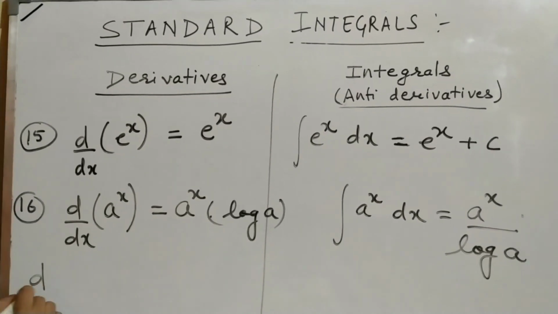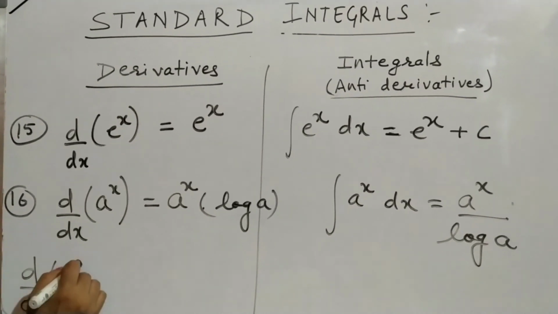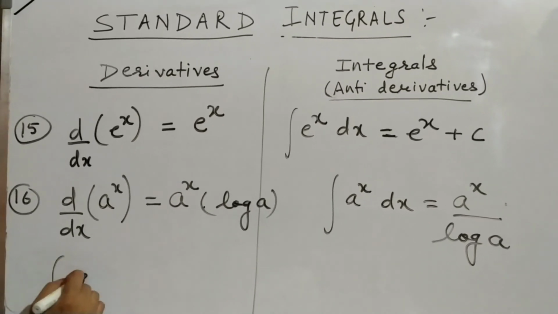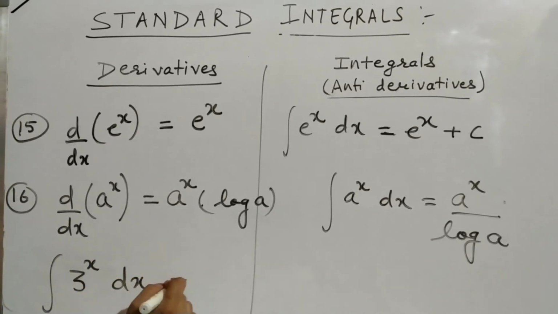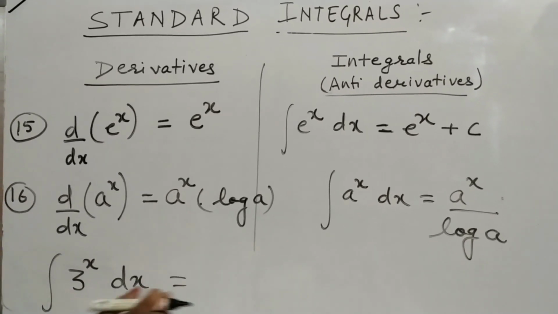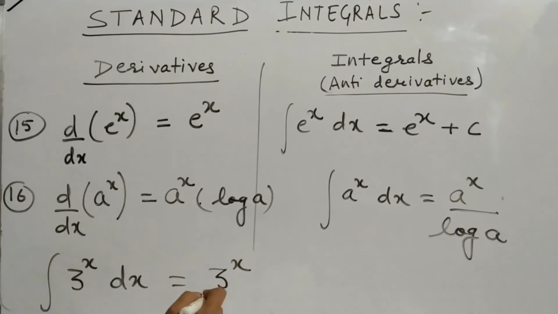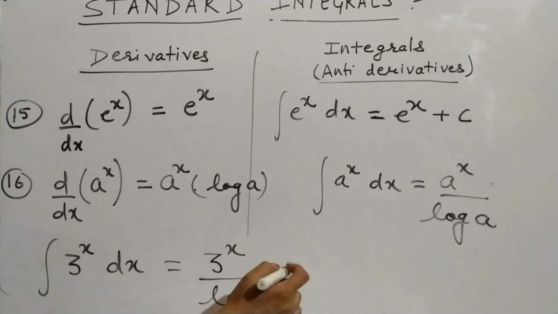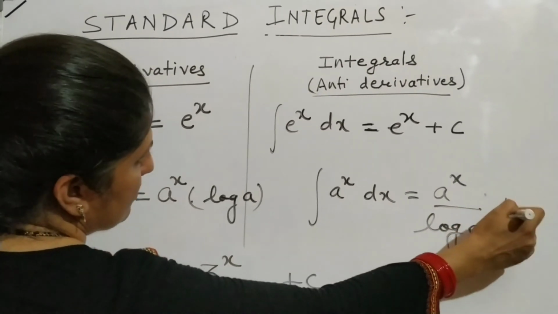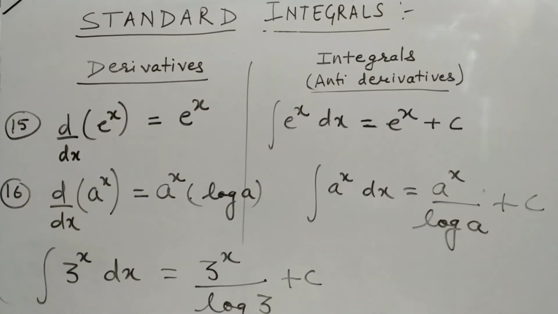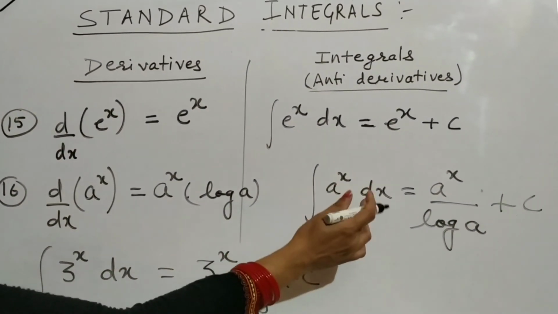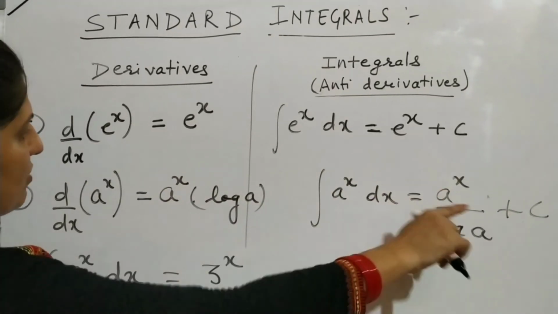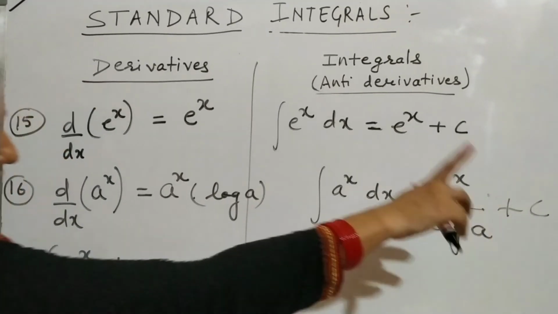For example, if you have to find out the integration of 3 to the power x with respect to x, then it is equal to 3 to the power x over log of 3 plus c. Here also we have to add c. Clear? So the integration of a to the power x with respect to x is equal to a to the power x over log a plus c.